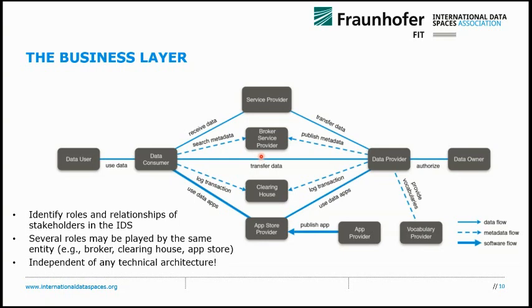What's important here is that the business layer is still independent of any technical architecture. So what we don't have in this business layer is, for example, the connector. This is not yet present here at the business layer. We're just talking about the stakeholders and how they interact with each other. What kind of technologies they will use for this interaction is not specified at that level.